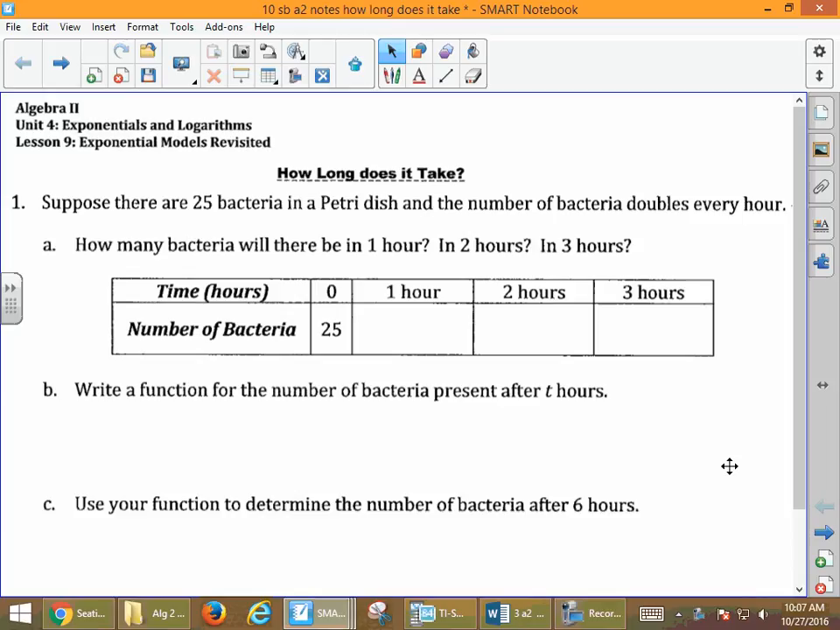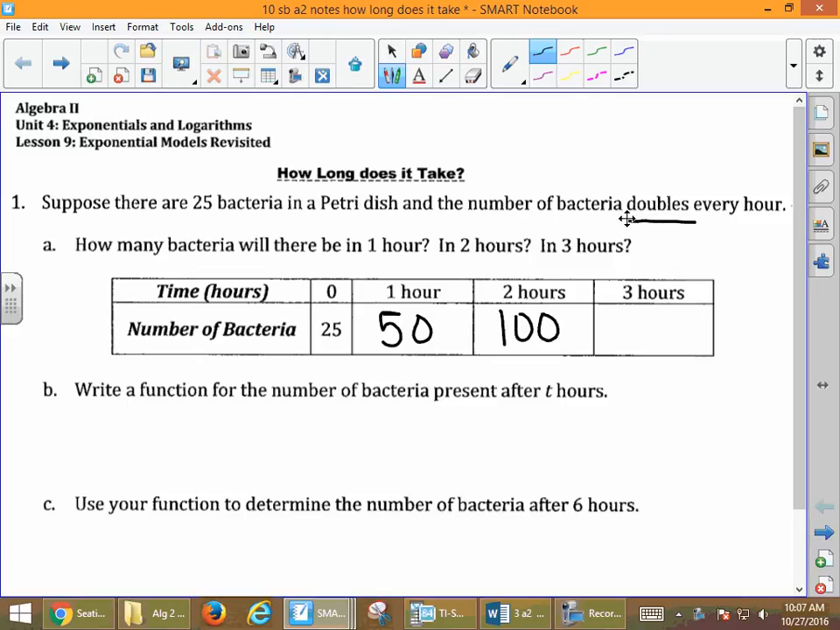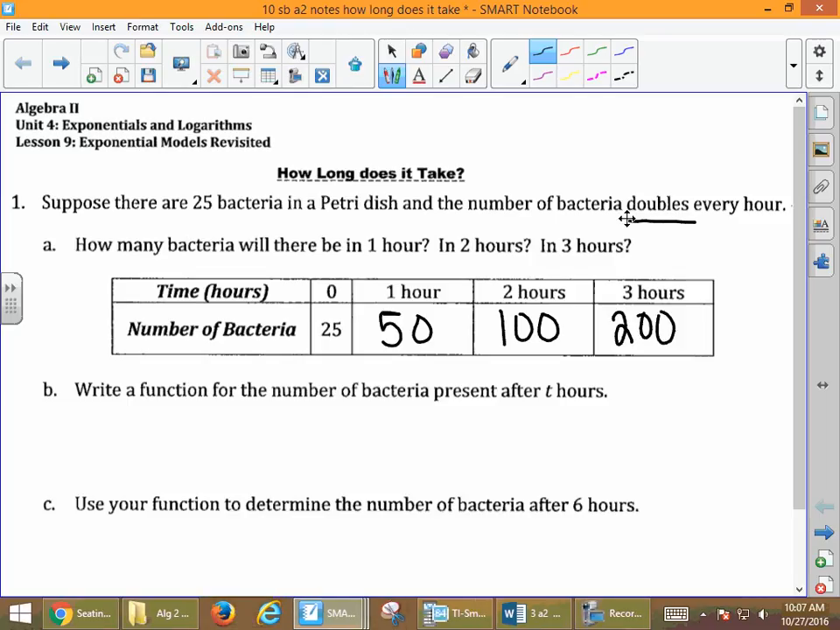Suppose there are 25 bacteria in a petri dish, and the number of bacteria doubles every hour. The key word in that sentence is double. So when we look at this table here, we're starting with 25 bacteria. If we double that after an hour, we get 50 bacteria. And if we double 50, we're going to get 100. And if we double 100, we're going to get 200 bacteria after 3 hours.